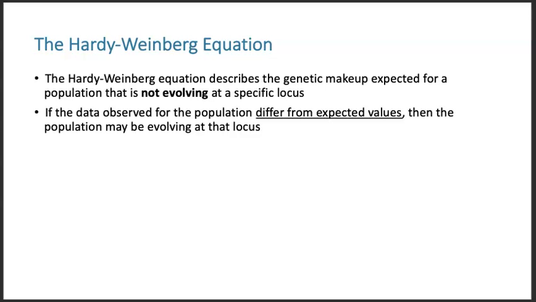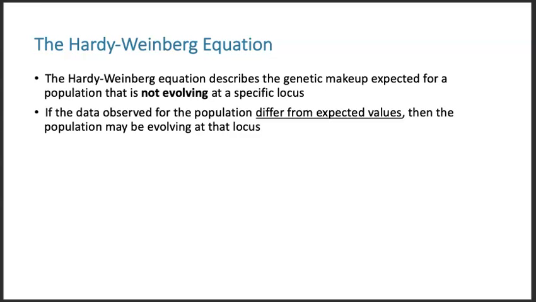This equation describes the genetic makeup of a population that is not evolving. So important. We want to have a null hypothesis, right? So the Hardy-Weinberg equation is basically a null hypothesis. What they would say is that if your P and your Q stay the same from one generation to the next, then you've got a population that's not evolving. Remember that the definition of evolution is change in allele frequencies, and P and Q are allele frequencies.